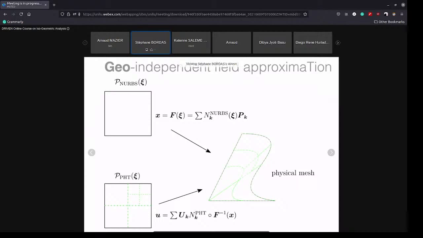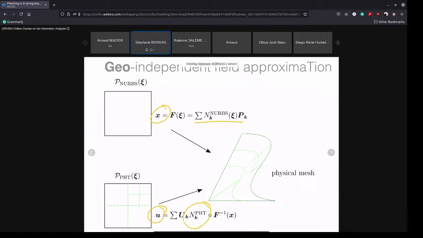Okay, so now what is this geometry independent field approximation, which we call GIFT, which in German means poison? It's not a very fortunate choice, but hopefully this is not the poisoned pawn like in chess. Let's be careful about what we're doing here. So we have a certain approximation for x. This is using NURBS, but now for the fields, we are not using NURBS anymore. No, we are using PHT splines.